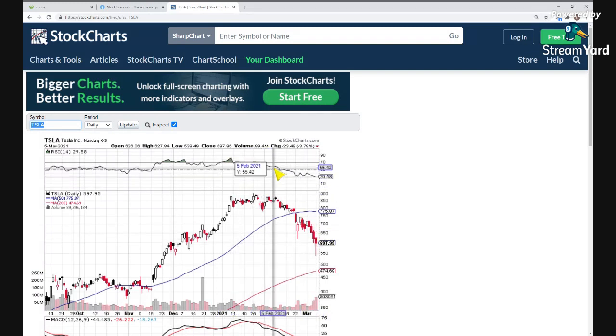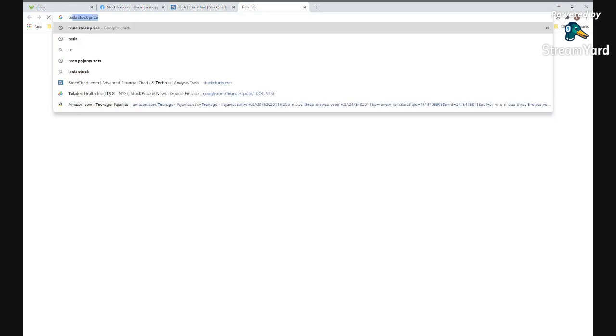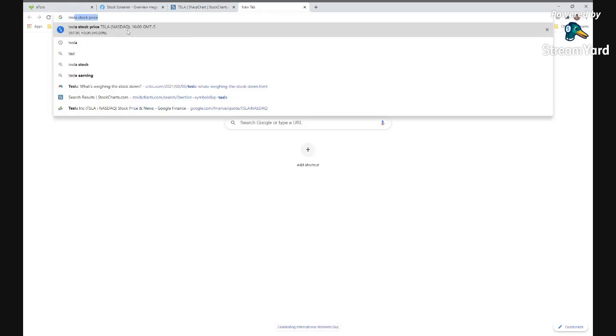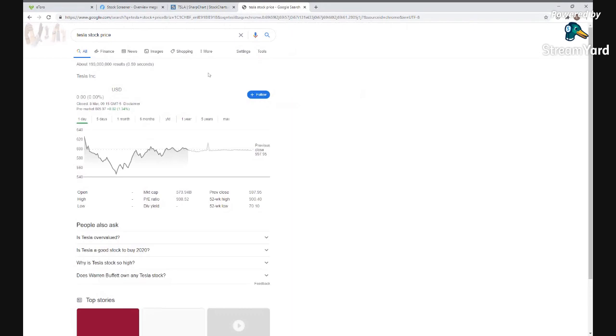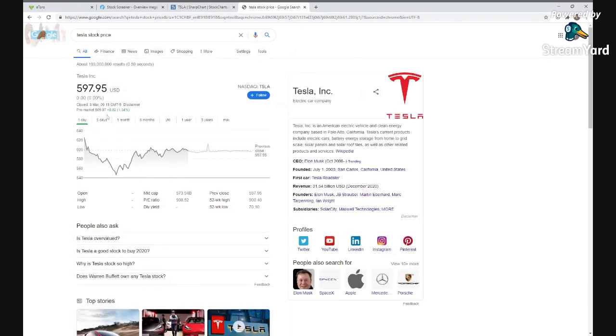It's a mega stock. You can see here it's near that 30 line. It's just below it, at 29.58. But if I go to Tesla stock price on Google, Tesla is pre-market, it's up 1.34%.